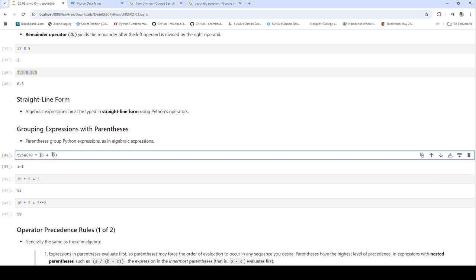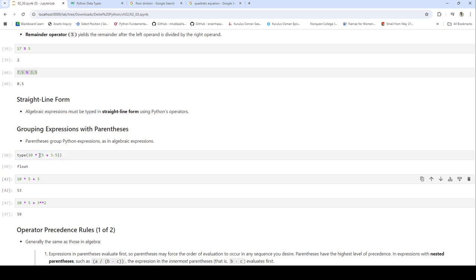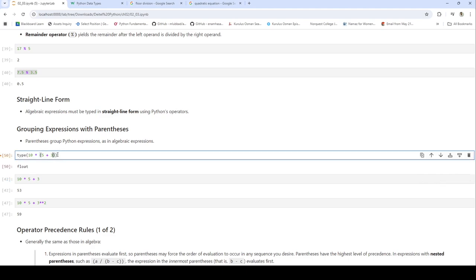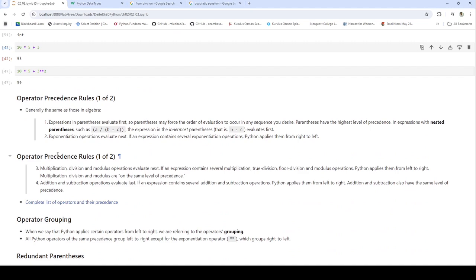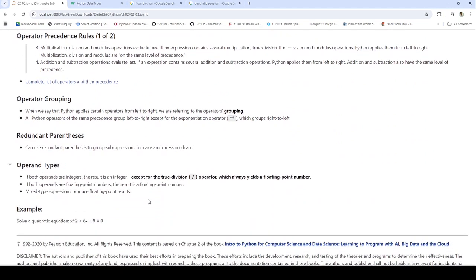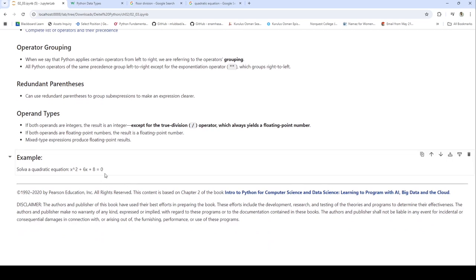If any one of them is float, for example, 3.5, then the result will be float because 2 of them are integers, but one of them is float. So that's how we find the type of the result based on the operands. If both operands are floating point, the result of course is floating. Mixed type expressions produce floating point results. So even if one of them is a floating point, as I said earlier, we're going to get a float as a final result. In the last example here, I'm going to solve this quadratic equation.